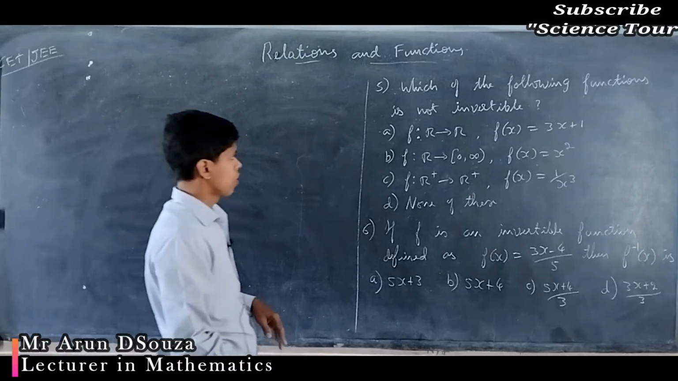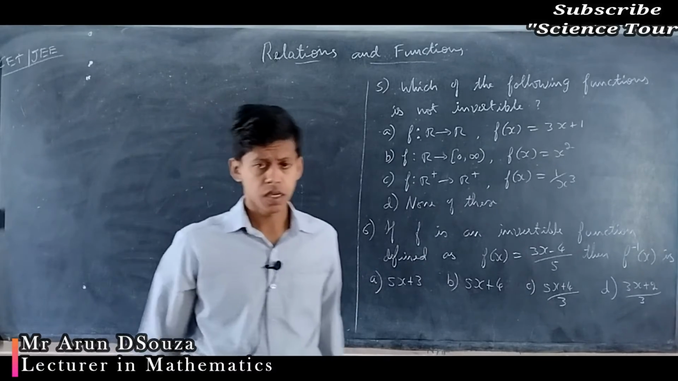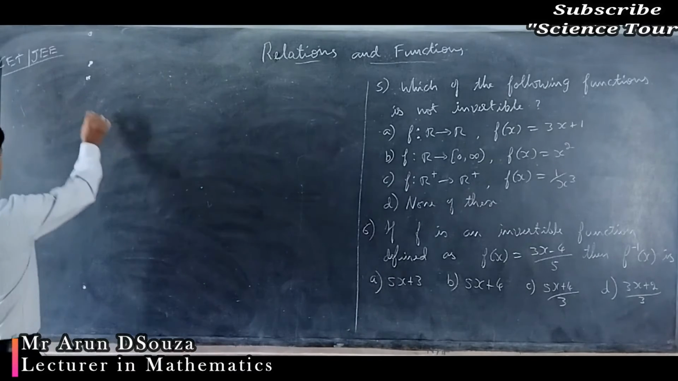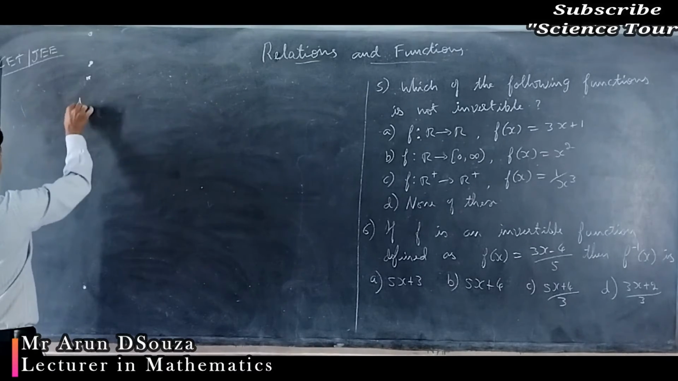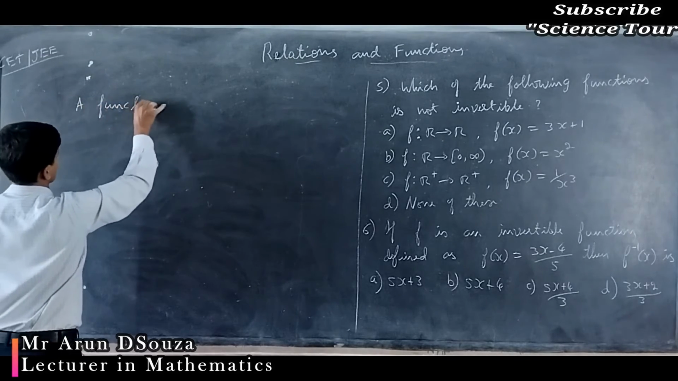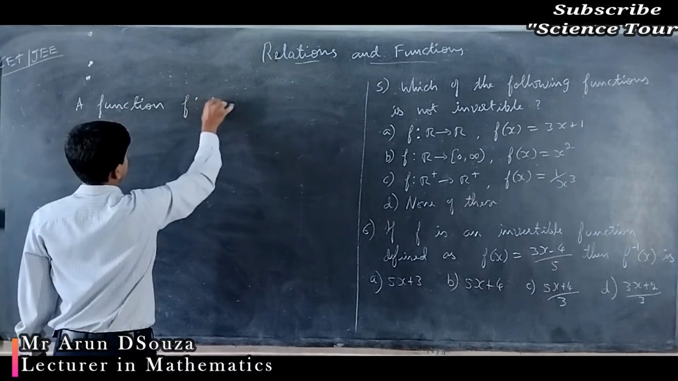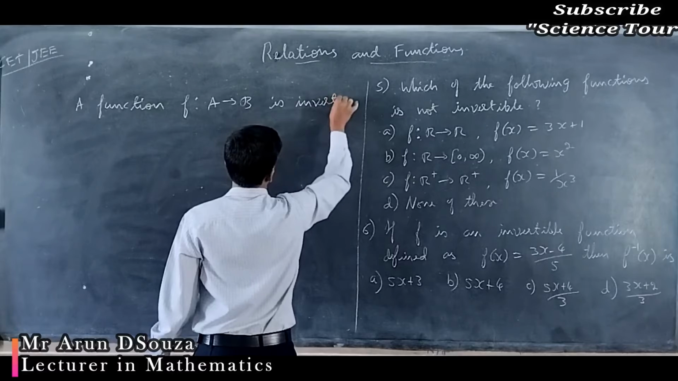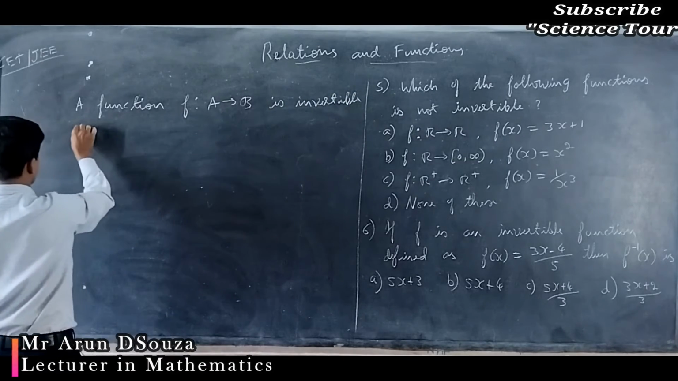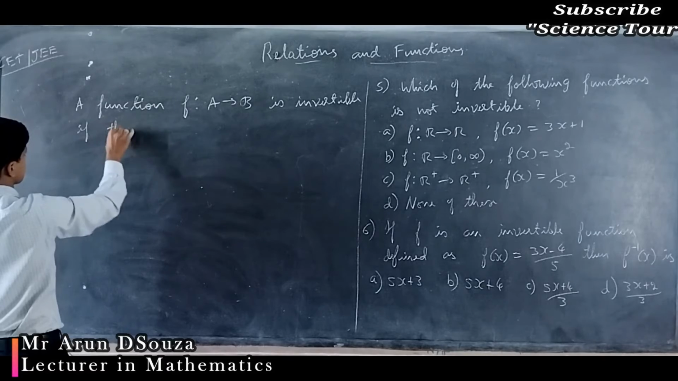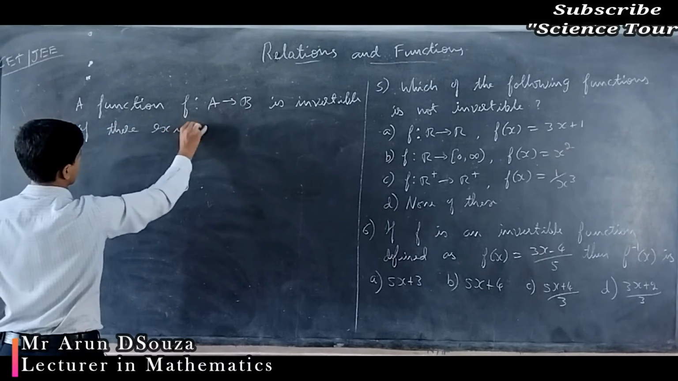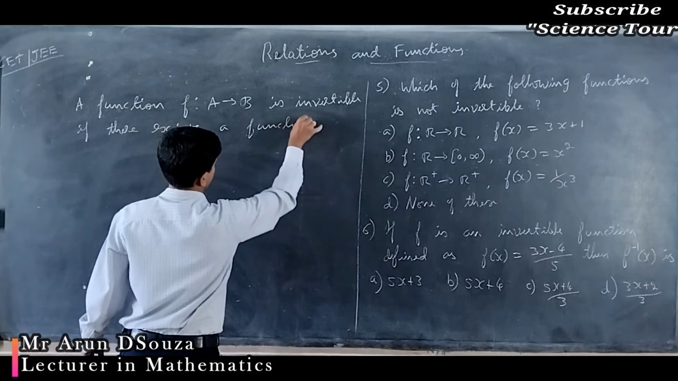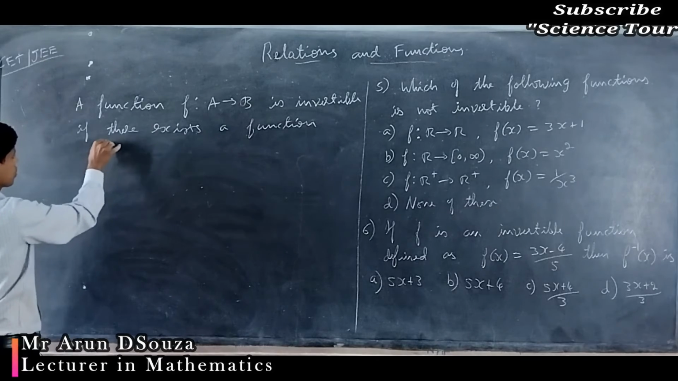Fifth question, which of the following functions is not invertible? Well, now we are moving on to invertible functions. When do you say a function is invertible? Alright, there are two definitions. One is a function f from A to B is invertible if there exists a function f inverse, or you can say g also.